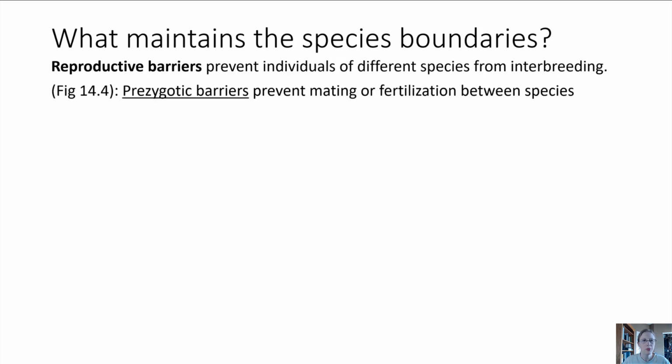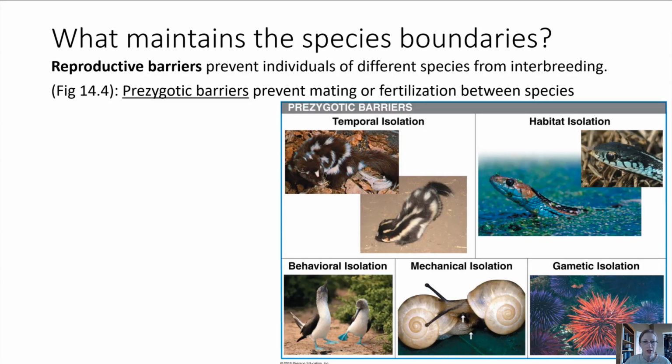There are what are called pre-zygotic barriers. Let's just review this word. What is a zygote? A zygote is a sperm that has fertilized an egg. So we've joined those two groups of chromosomes together, and that results in a zygote. Pre-zygotic barriers refer to barriers that prevent that fertilization from even taking place. There are 5 different types of pre-zygotic barriers that you should know about.